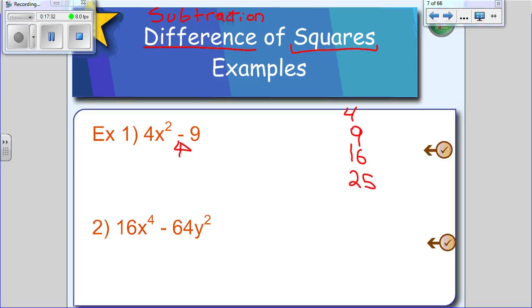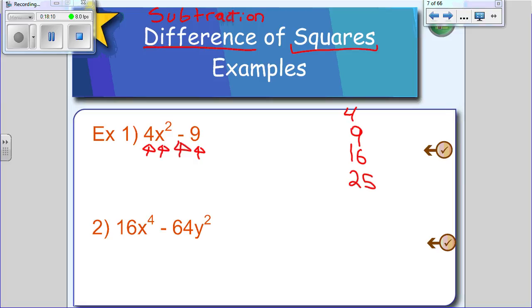So I need to look at this thing and ask myself, do I have perfect square numbers? I do. 4 is a perfect square number. 9 is a perfect square number. The next thing I need to ask myself is, do I have perfect square variables? All that means is that you have an even variable. Okay? So you have a variable with an even exponent. Do I have that? Yes, I do. That thing has an even exponent. I could square root x squared and get something whole.